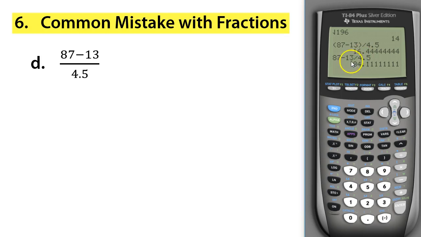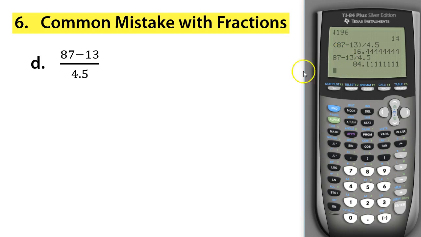The reason why is, when you don't put parentheses, it's going to evaluate this division before this subtraction. Order of operations says we do division before subtraction, which is not what we want to do with this expression. With this expression, we want to evaluate the subtraction, and then whatever value we get here, we divide by 4.5. Here, if we don't put parentheses, it's going to divide this first, and then whatever value we get here, we subtract it from the 87.